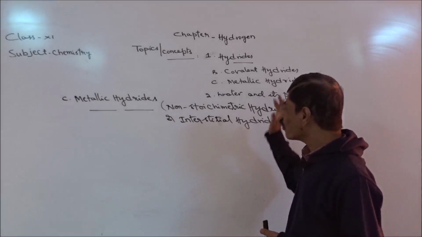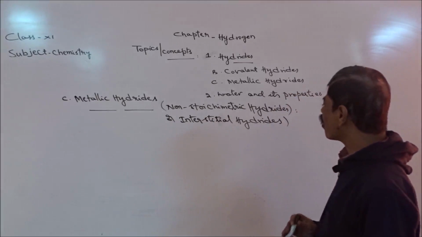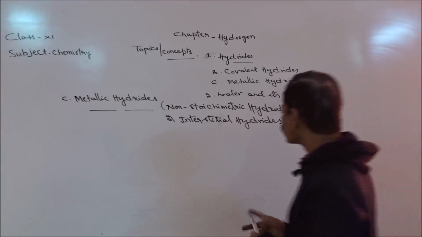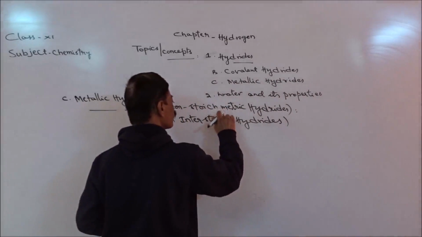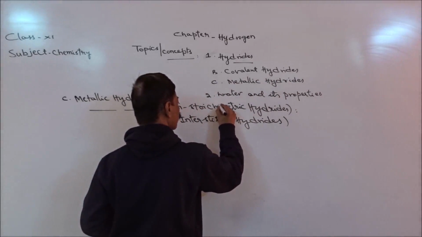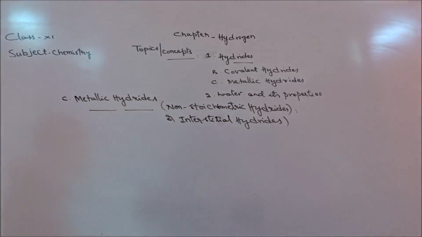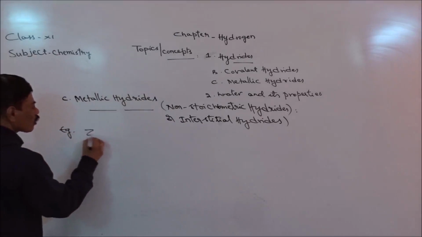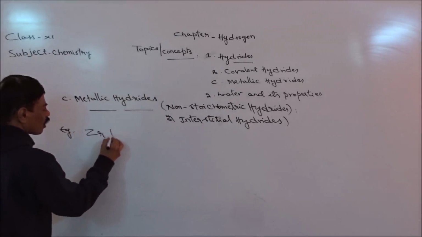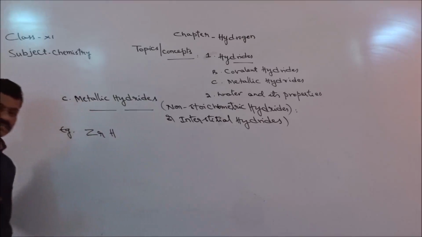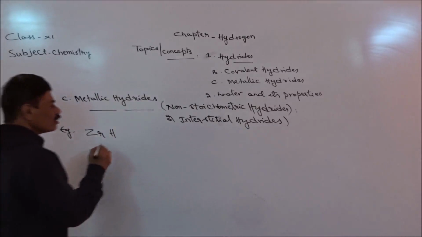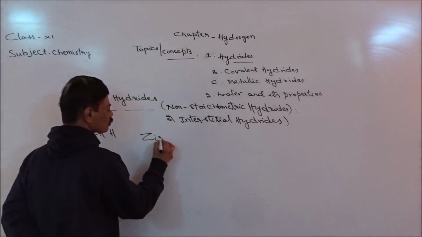Right? Now let us see what are called non-stoichiometric hydrides. Now look at this compound, that is zirconium hydride. This is one compound, right? It is zirconium.